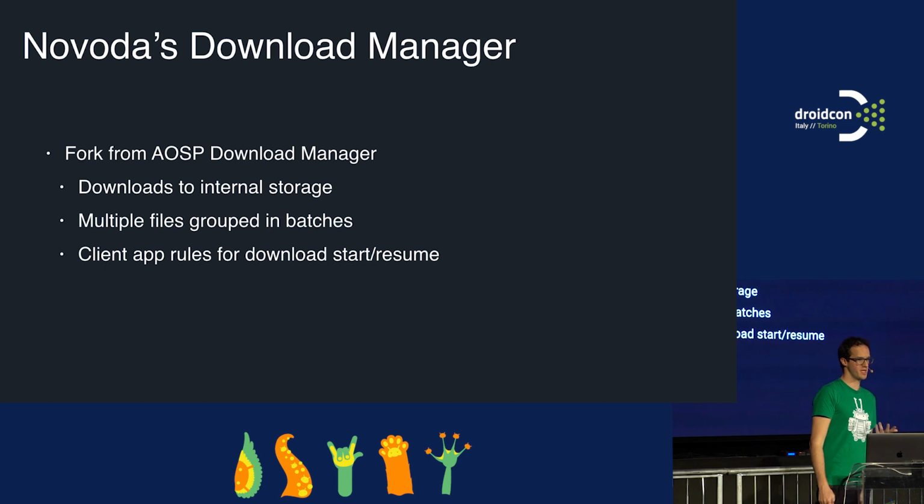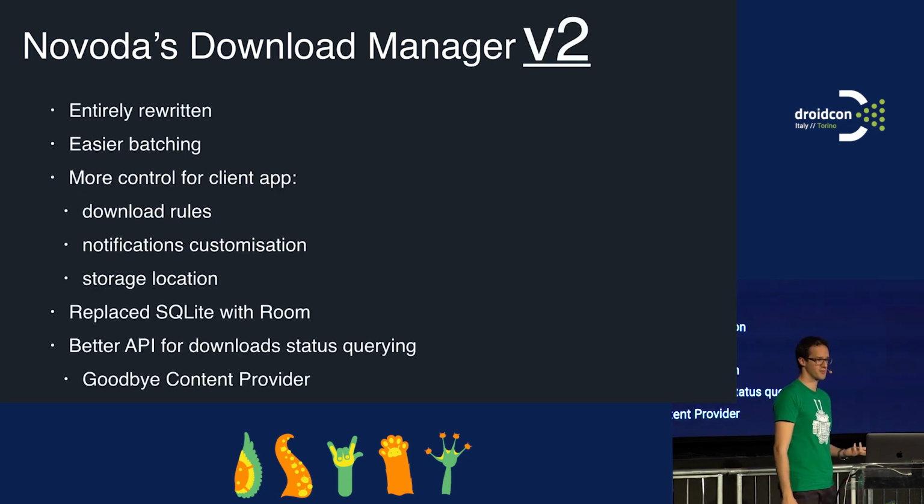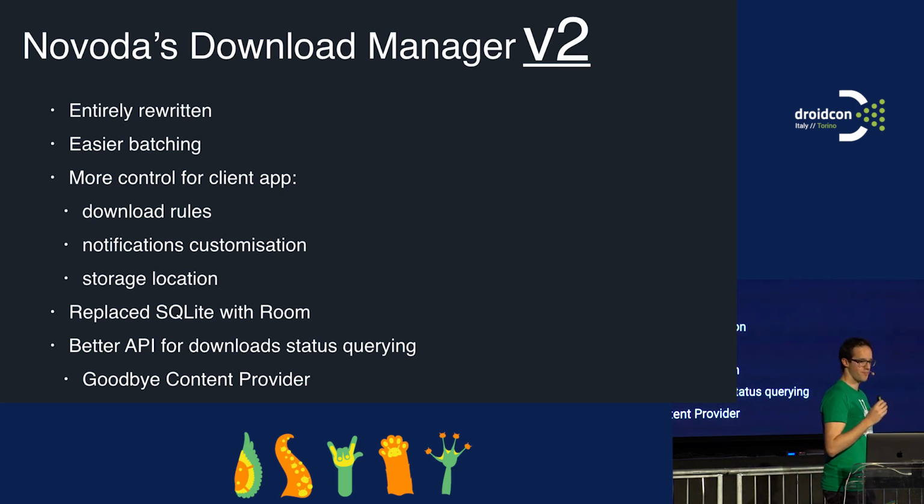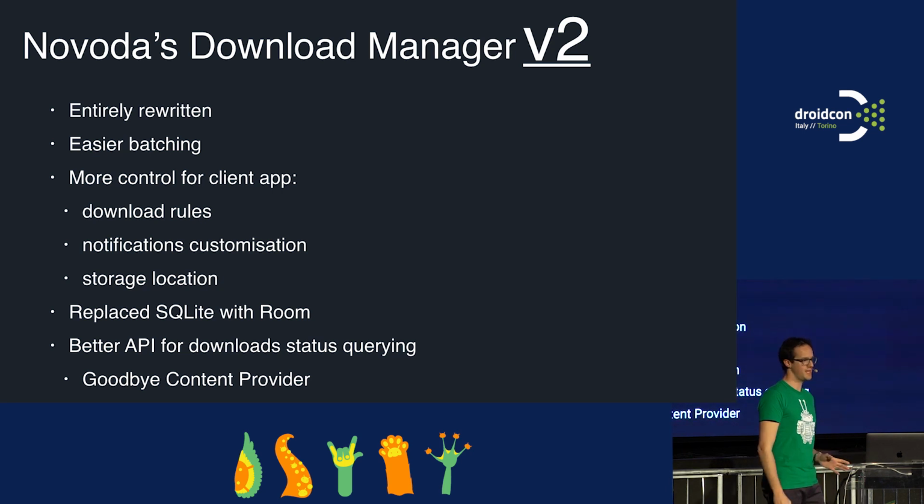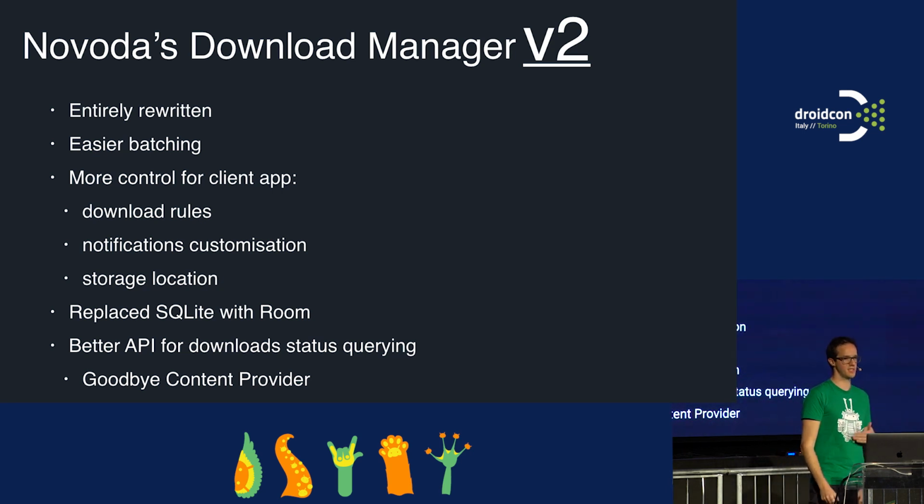So what we've done in the last year, we rewrote it from scratch. So we went with the other approach that I described, and we started creating a brand new library. Of course, we kept the same requirements from the previous one, but we improved it a lot. Basically, in this one, it's even easier. We changed all the APIs, so it's way easier to batch files and to create batches with multiple files or even single ones. It requires very, very few lines of code.